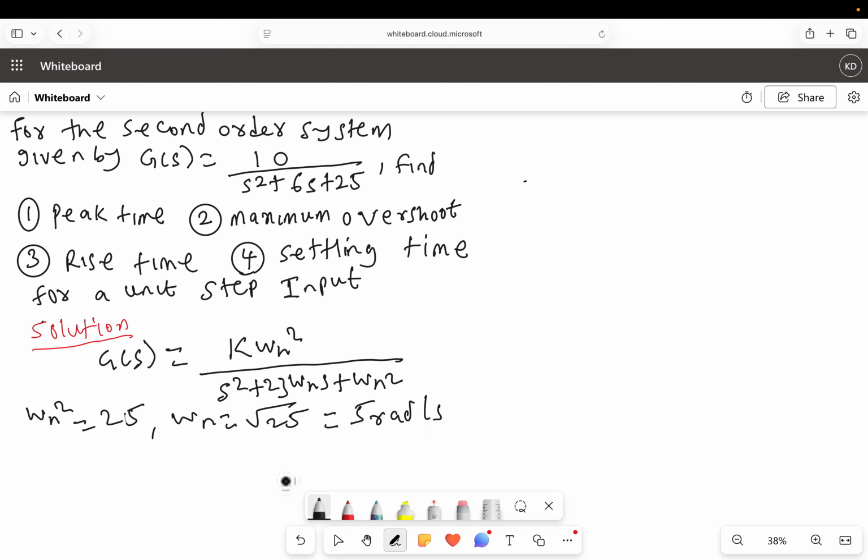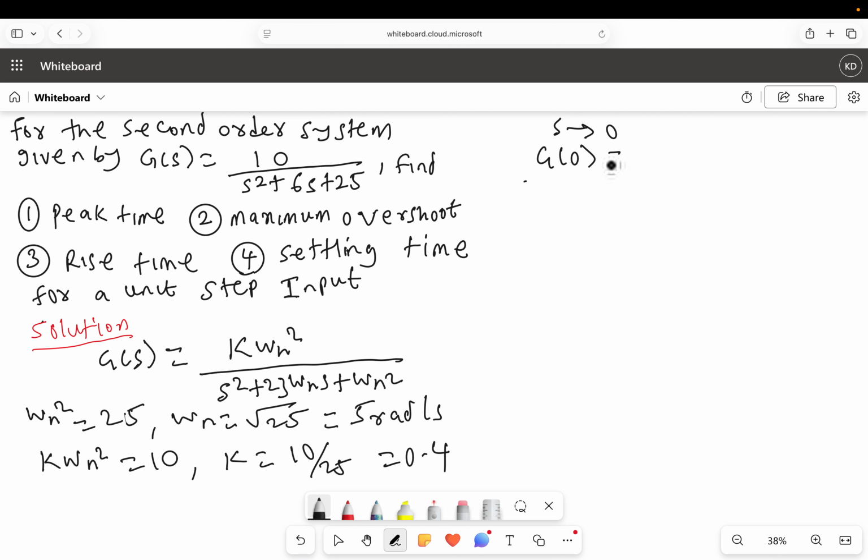rad per second. So comparing the two numerators, we'll be able to know our steady state value or steady state gain. So it will just be k omega n squared, which is just 10. So it means our k will just be 10 over 25, which is just 0.4. So you can actually find it in an alternative way by using the steady state gain, that is substituting s as 0. So G of 0, which is the steady state gain, will just be 10.